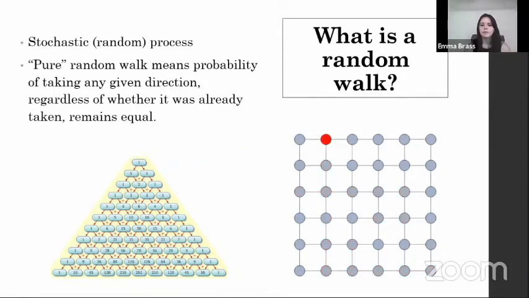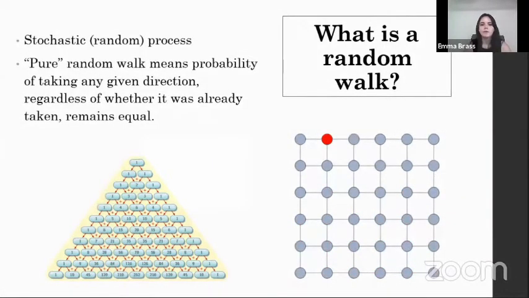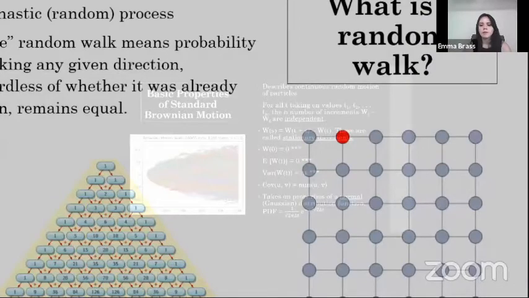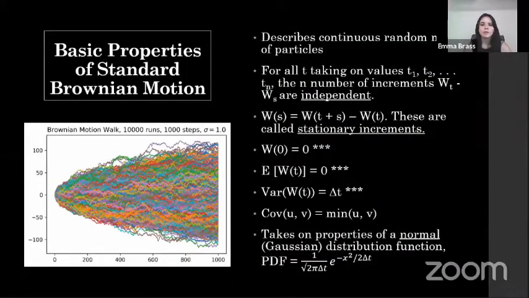All right, so now that we talked about random walks, let's talk about actual Brownian motion. So the difference between random walks and Brownian motion is that Brownian motion describes continuous random motion of particles. And before we go further into this, I just want to clear up that this W right here represents the Wiener process, which is basically just the mathematical definition of Brownian motion.